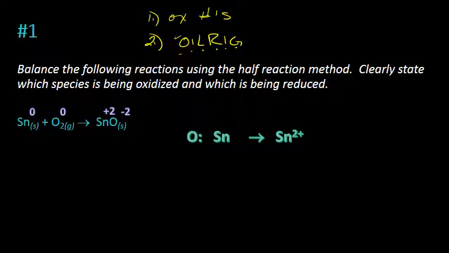And tin is the one who's losing electrons. It went from a 0 to a +2 charge. I've lost an electron. Are you positive? Yep, tin became positive. So in this case, it lost 2 electrons to have a +2 charge.